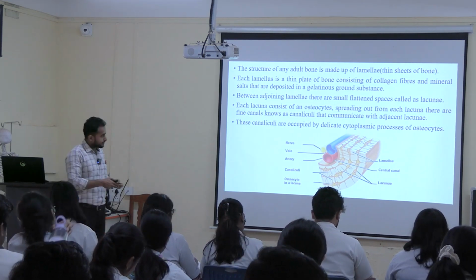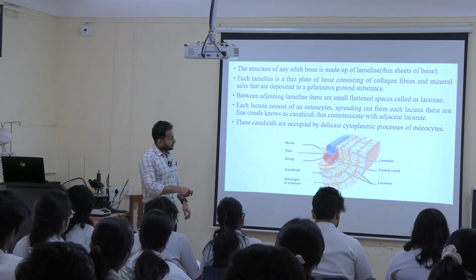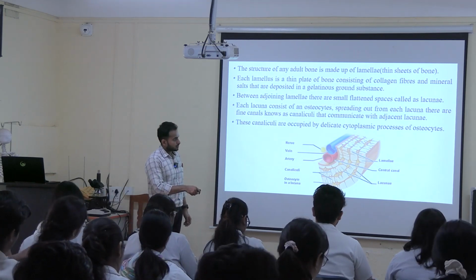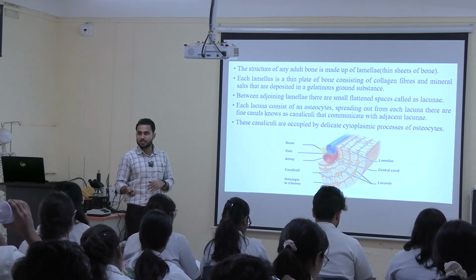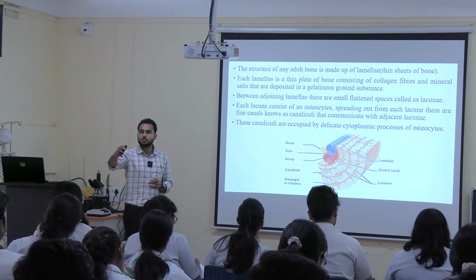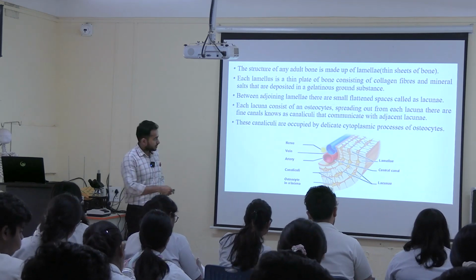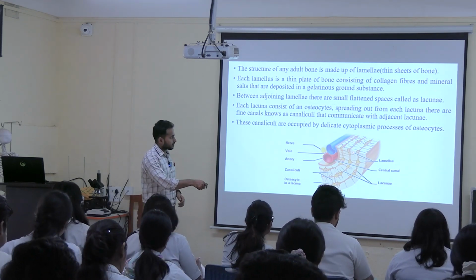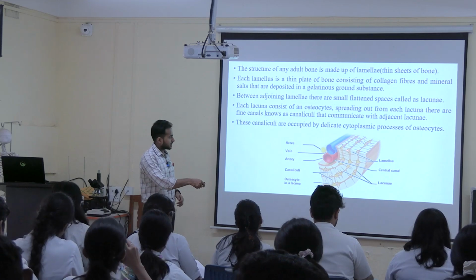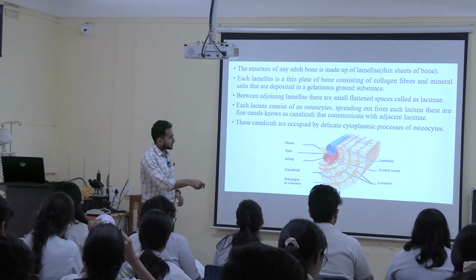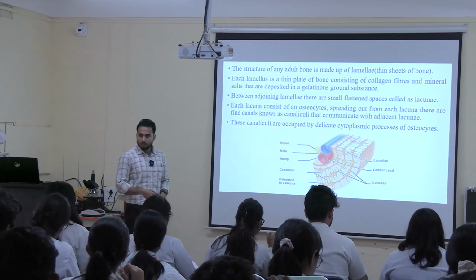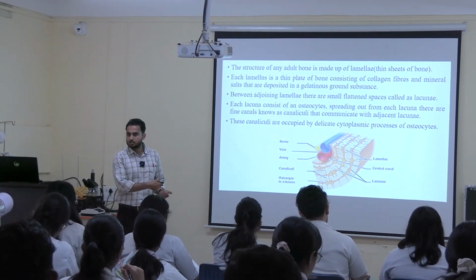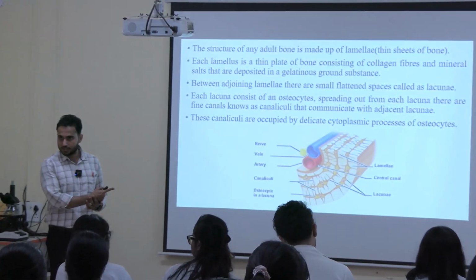Now please focus on the diagram. Can you see the lamellar arrangement? This is a 3D diagram to make you understand how the sheets of bone are placed one over another. This is one lamella, this is one lamella, this is one lamella. In between the lamellae, can you see a small flattened space? Okay, so what is inside it? What is present? Osteocytes. I hope you can see the osteocytes there.